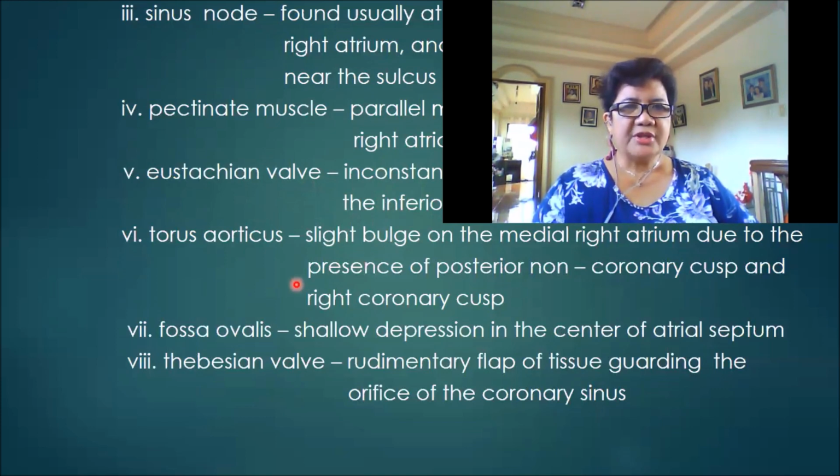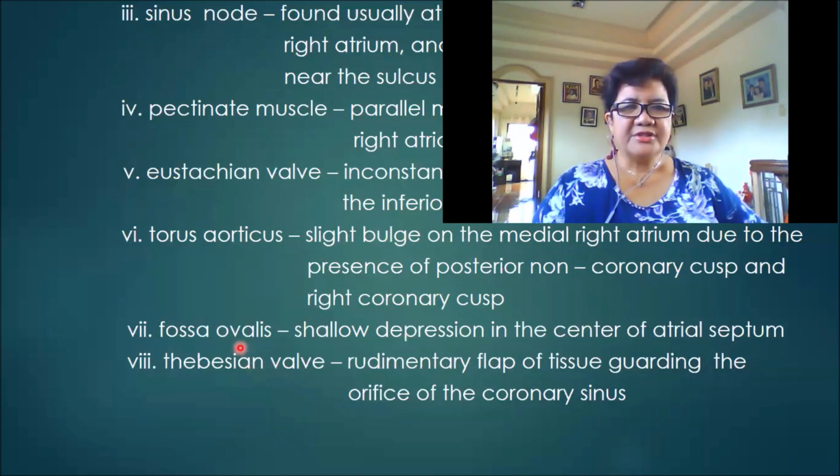Then you have the torus aorticus, which is the right bulge. This is a slight bulge on the medial right atrium due to the presence of the posterior non-coronary cusp and the right coronary cusp. So again, this is a muscular structure because it bulges on the medial right atrium. This is just a small portion because it will be near the cusp.